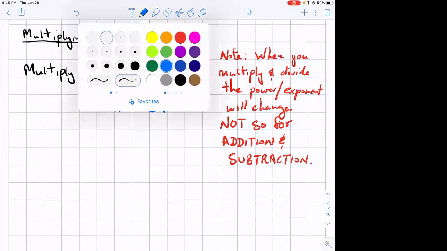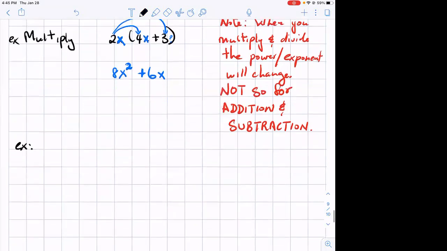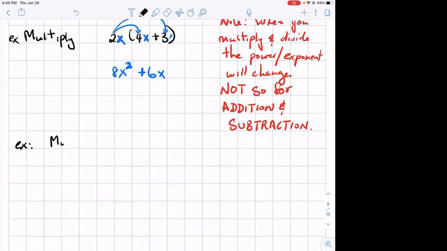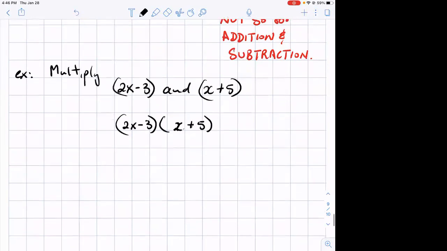If you look at another example, how about if I ask you to multiply 2x minus 3 and x plus 5? Right? So if we take 2x minus 3 and we multiply by x plus 5, so now we're multiplying two binomials.